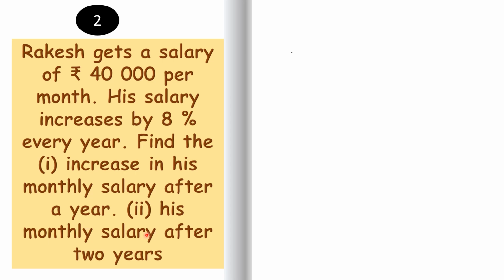What is the increase? What is the increment? And second, his monthly salary after 2 years. So after 2 years, you have to find out how much he gets. Okay. So let's start. Now, initially, what was the salary of Rakesh? Monthly salary of Rakesh. Let us just write salary in short. That is rupees 40,000. Let us write per month.